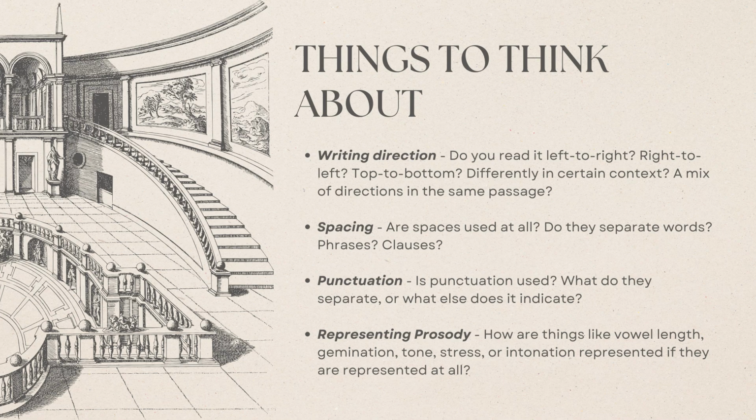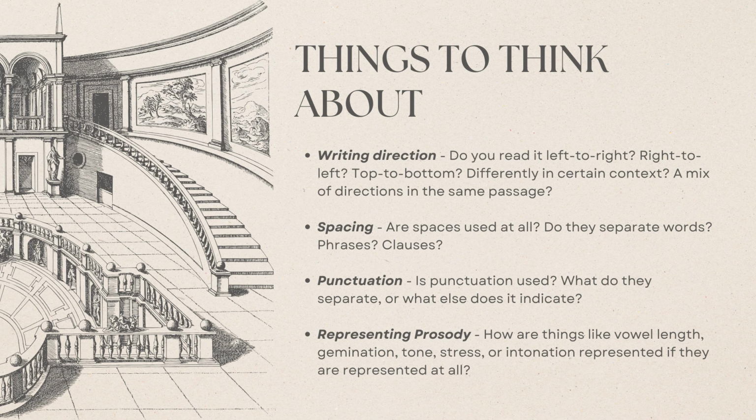So what kind of tone does punctuation give, if it even does that? And how do you represent prosody if you do want to represent it? How are things like vowel length or gemination represented? How is tone represented, if it's even represented? Like in Hausa, Hausa exhibits tone, but you don't see it represented in writing. Whereas in Vietnamese, it has tone and you do see it in writing as diacritics.